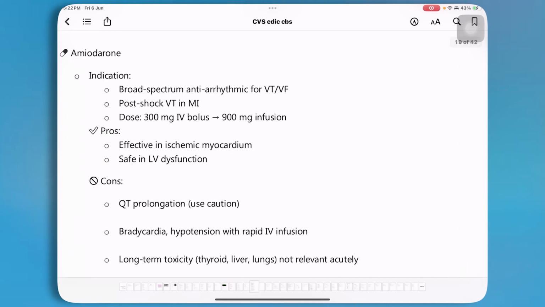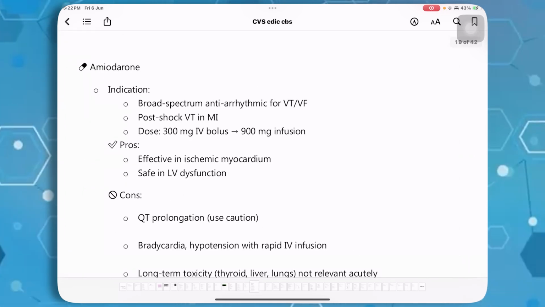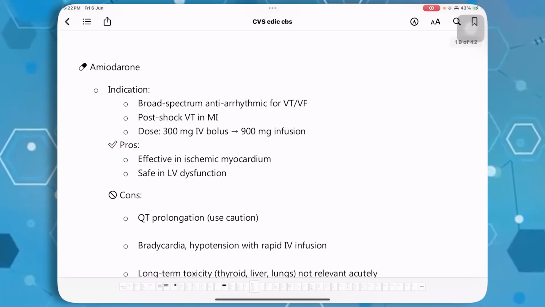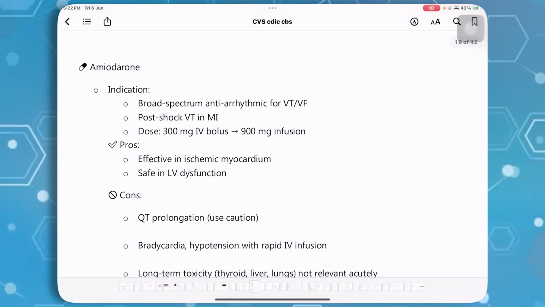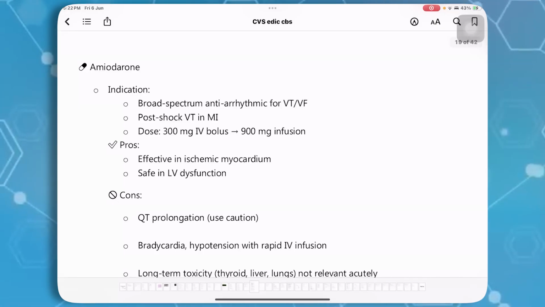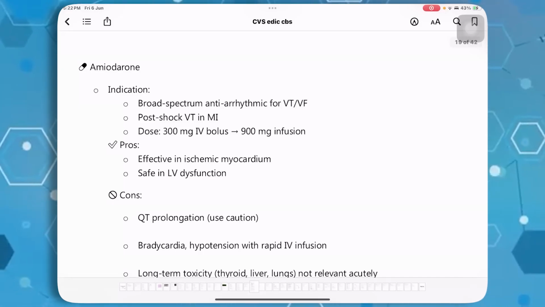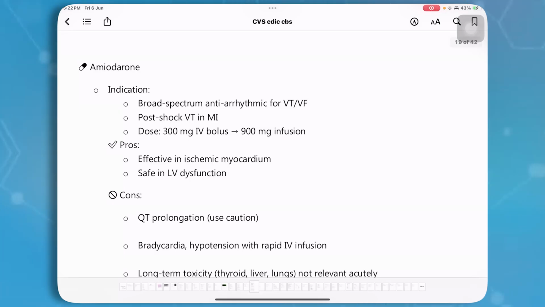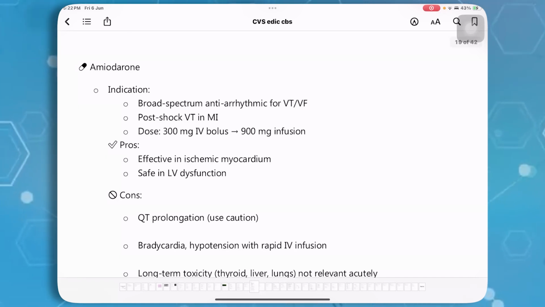All right. Amiodarone, very good drug, broad spectrum antiarrhythmic for VT/VF, should be given in a patient who has been given a shock already. Dose is 300 milligram IV bolus and then 900 milligram by infusion over the next 24 hours. That makes it a 300 milligram 8-hourly infusion, so 3 8-hour cycles should be given. That will give you 1200 milligrams of amiodarone, which is good enough to be a loading dose, and then it can be tapered down. It is effective in ischemic myocardium and it is safe in LV dysfunction.